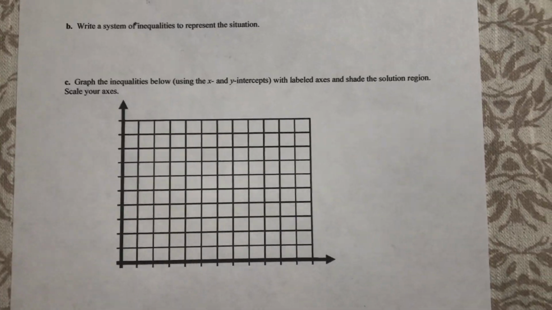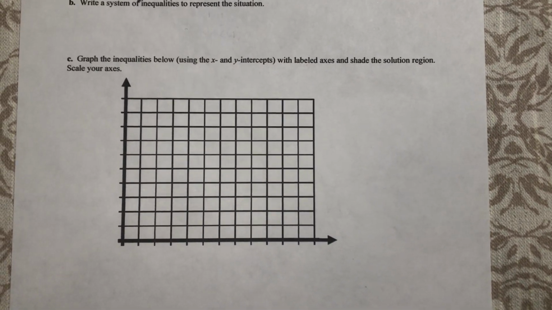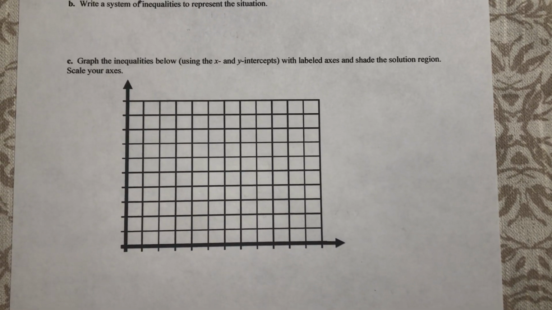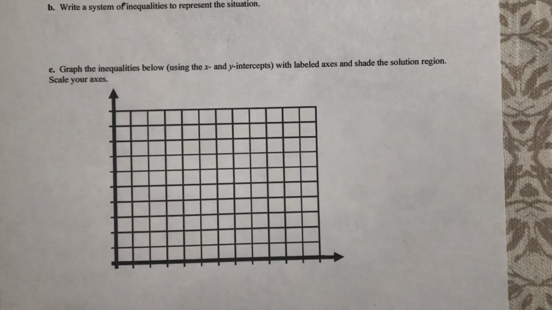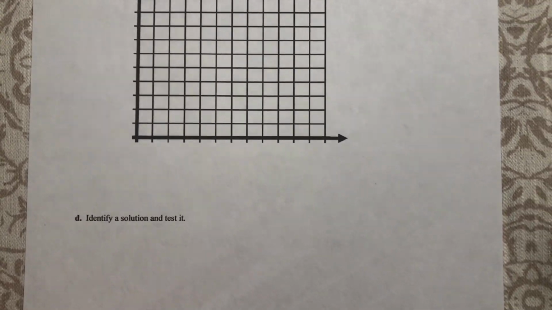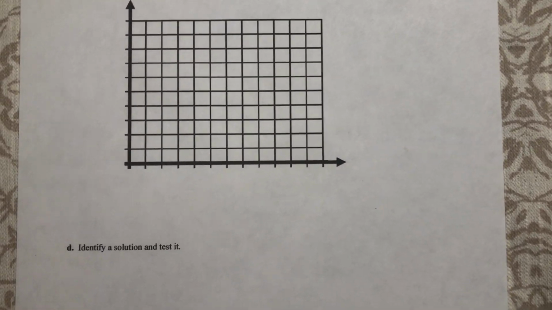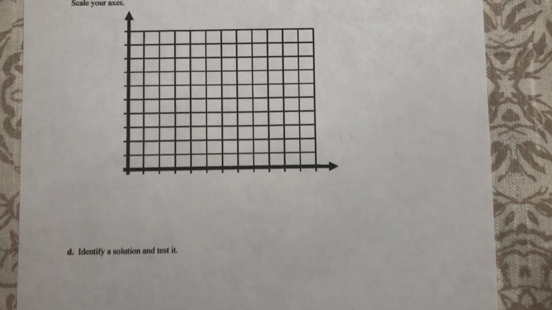You're going to graph using the X and Y intercepts. So I should see your side work, or you can either do it in your head or show the side work, finding your X and Y intercepts to graph these lines very easily. Make sure you shade to show your solution region, scale and label your axes, and then you don't have to do anything with profit or anything like that. I just want you to identify one solution from your shaded area and test it like you've been doing normally.